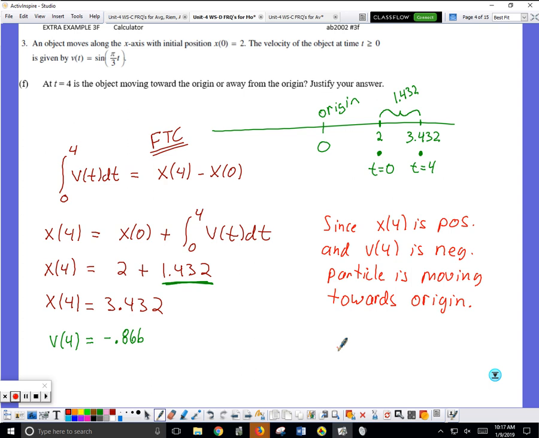Mikhail, please. And for it to be moving away from the origin, would they both have to have the same sign? Perfect. So the flashcard should say something like, if the position and velocity have the same sign, the particle is moving away from the origin. 2 points for Mikhail. Anyone else?